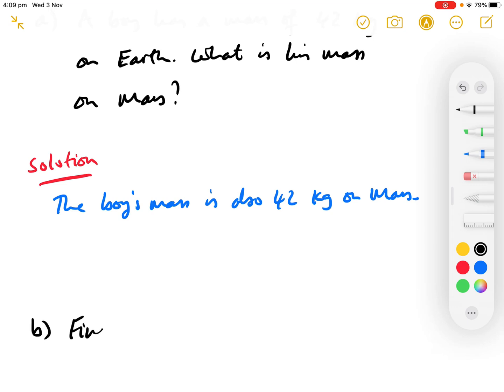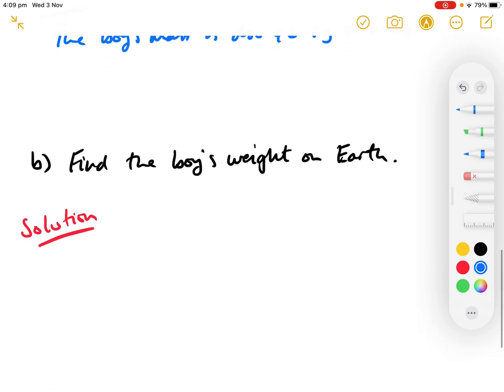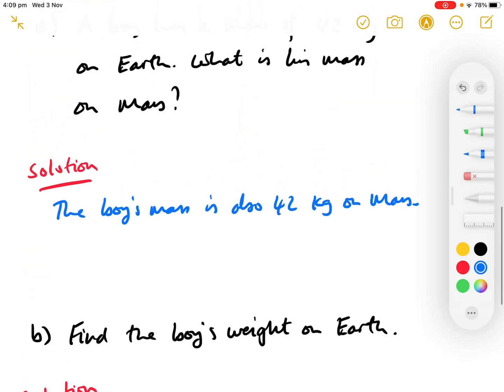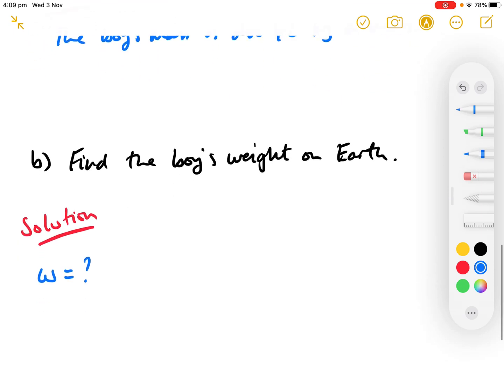Problem B, find the boy's weight on Earth. Right, now this is where you need to use the equation. And it's important to always list the variables. So when you read the question, you know that you're trying to find the weight, because it says find the boy's weight. So you write W, and that's what you're trying to find, so you put a question mark.